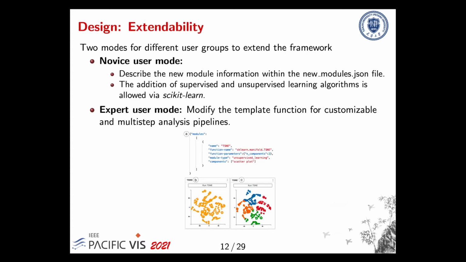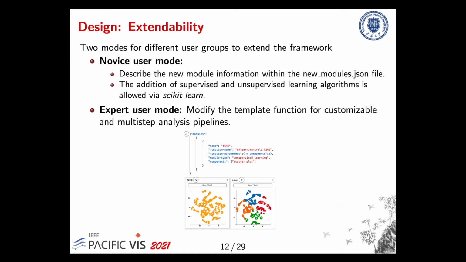In terms of extendability, we provide 2 modes for different user groups to easily extend the framework. Under the Novice User mode, all the users need to do is to describe the new module information within a template file, and the system will detect and generate all the new modules automatically. Currently, the system allows the addition of supervised and unsupervised learning algorithms that are available in scikit-learn. Under the Expert User mode, users with programming experience can modify the template function to construct multi-step analysis pipelines.